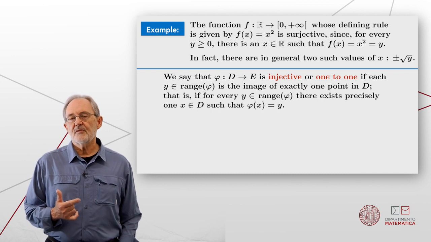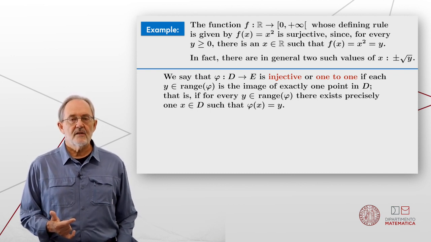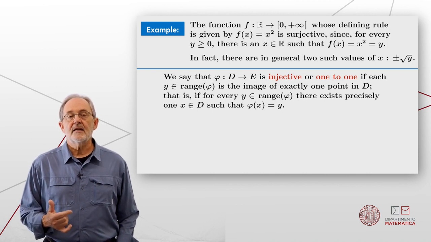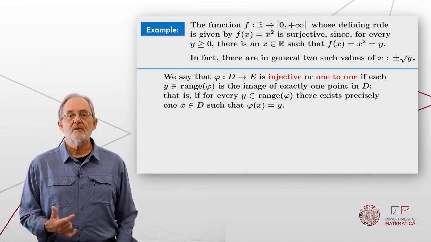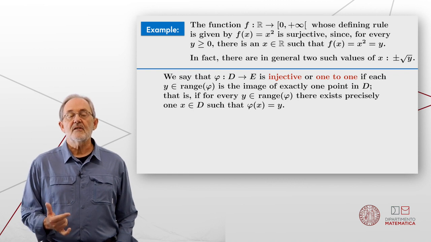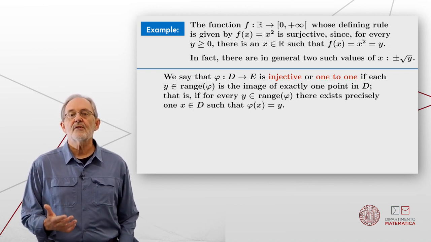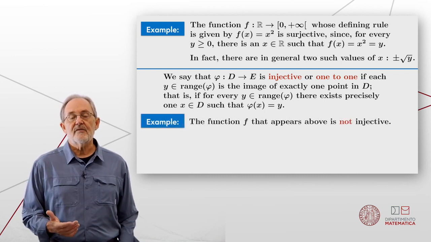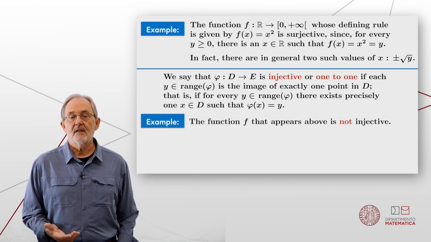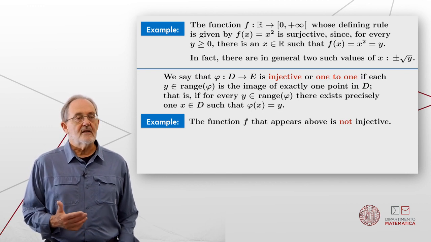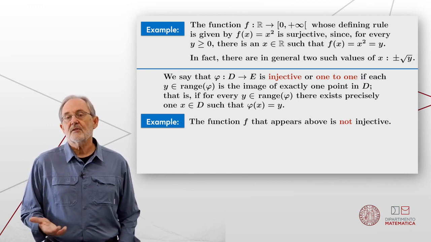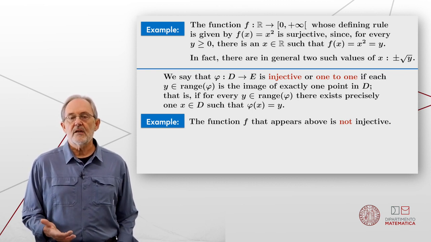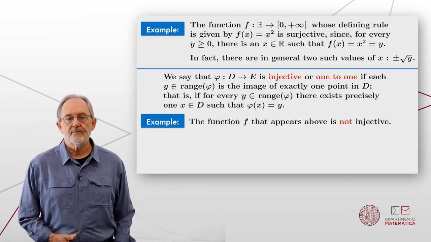Now, we say that a function phi is injective, or synonym one-to-one, if for each y in its range there is exactly one point x such that phi of x is equal to y, so not more than one. As you can see, the example above is a function f that is not injective, because generally speaking there will be two values giving y. For example, both minus 2 and plus 2, when you square them, give you the value 4.